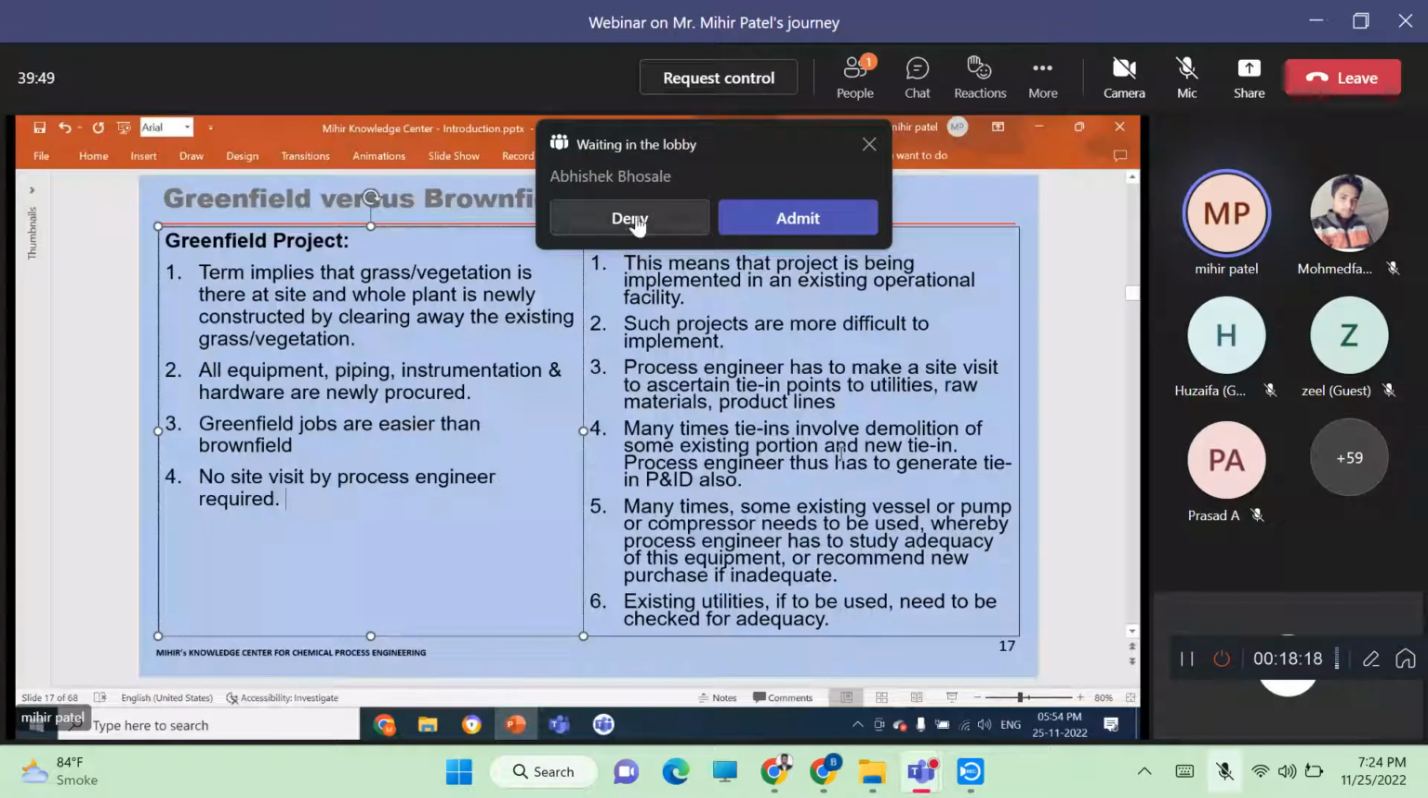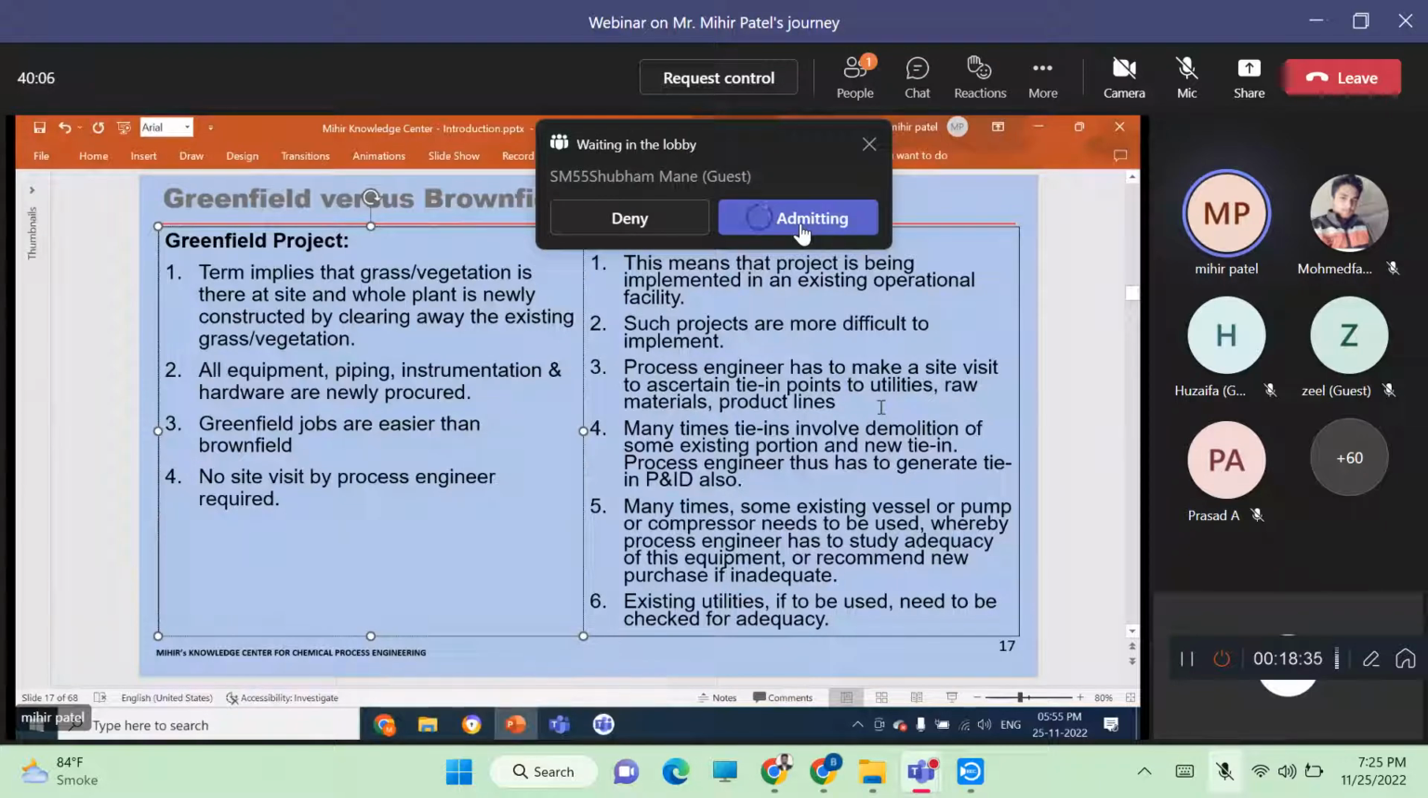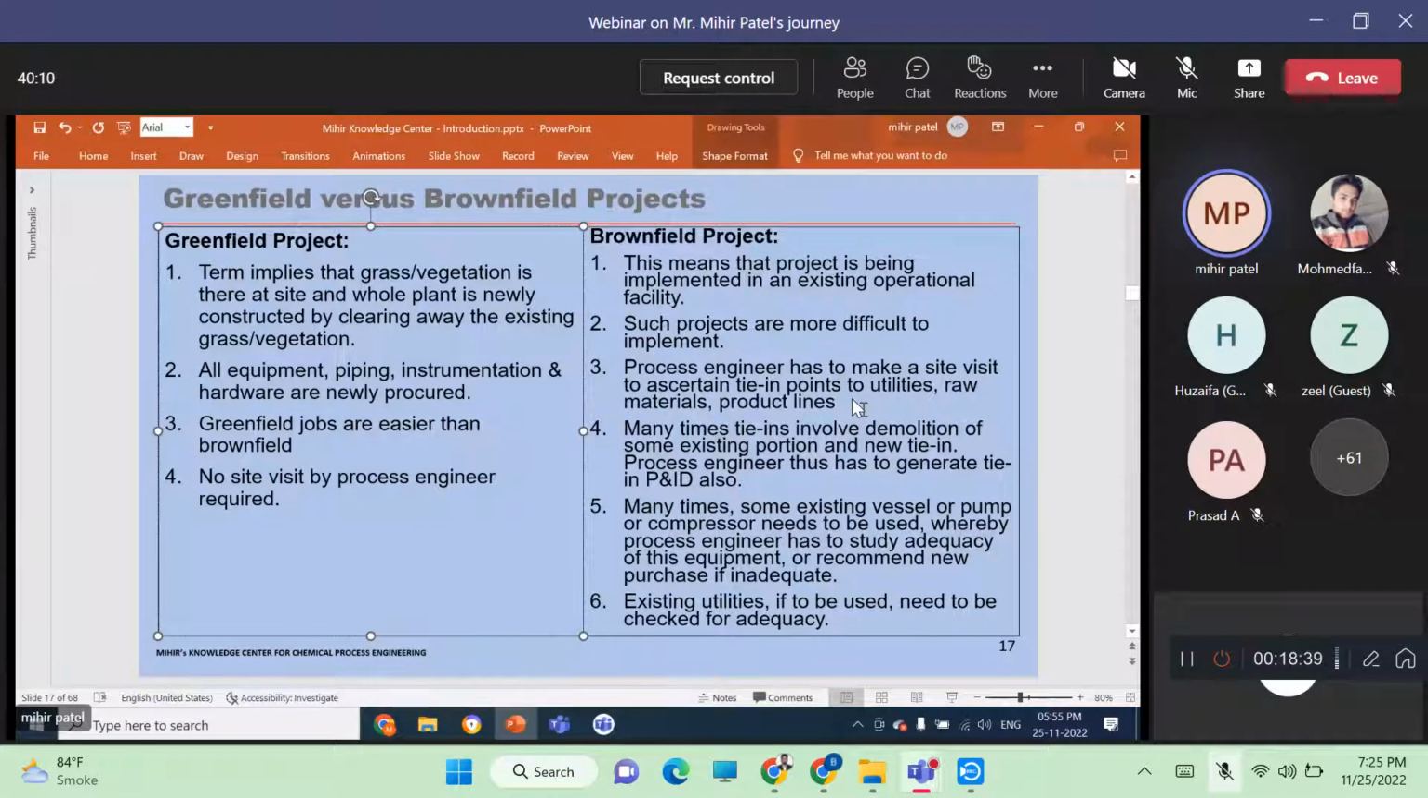Brownfield job means, let's say, you are doing something in a running plant. In the running plant, the client wants, let's say, a revamp. Maybe he wants to add a certain number of pumps more. Certain equipment has to be demolished and new equipment put there. These are brownfield sort of projects. They are very difficult. They're much more difficult than greenfield.